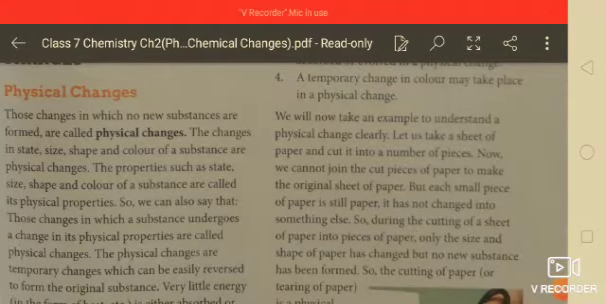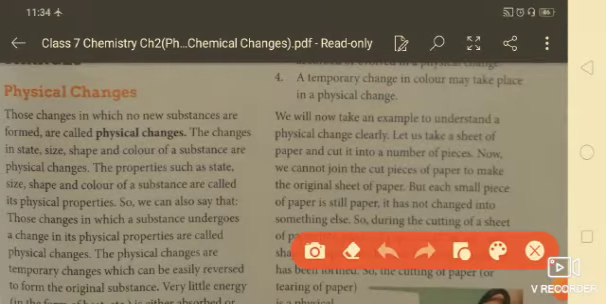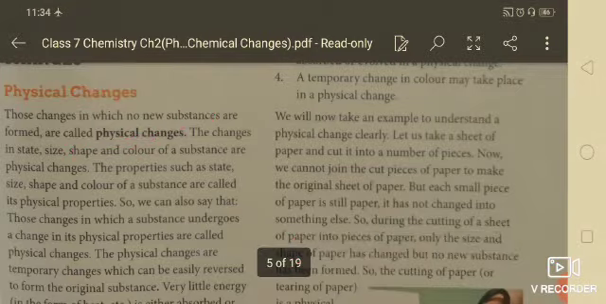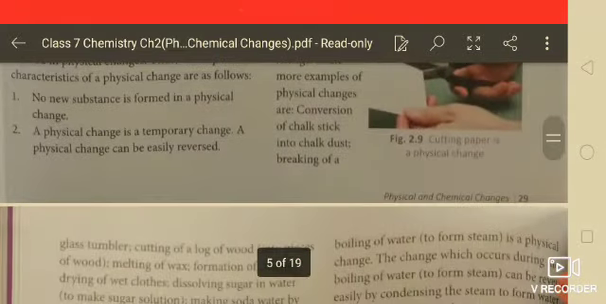Welcome to the class. Students, today we will discuss the remaining portion of the chemistry chapter, that is physical and chemical changes. So first is physical changes. Students, those changes in which no new substances are formed are called physical changes. And in chemical changes, new substances are formed.